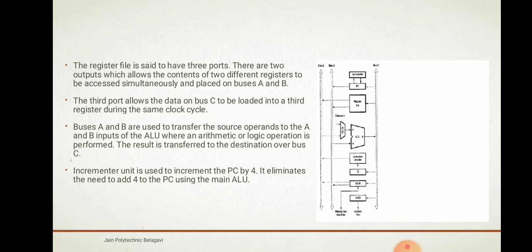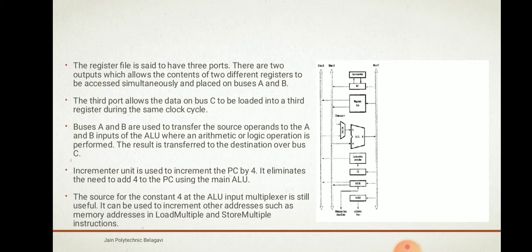The incrementer unit is used to increment the PC by 4. The advantage of using the incrementer unit is that it eliminates the need to add 4 to the PC using the main ALU. In single bus organization, the PC was incremented using the main arithmetic logic unit. Instead of that, the PC will be incremented by 4 automatically using a separate incrementer unit, so it can be done at the same time. Now the source for the constant 4 at the ALU input multiplexer is still useful. It can be used to increment other addresses such as memory addresses in load multiple and store multiple instructions.